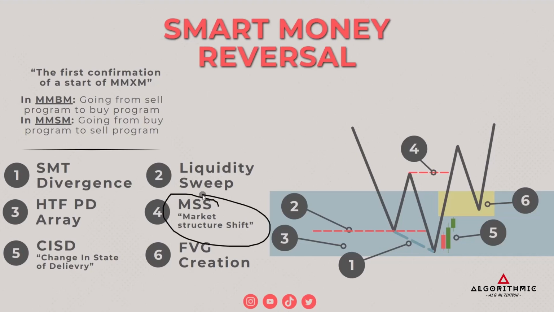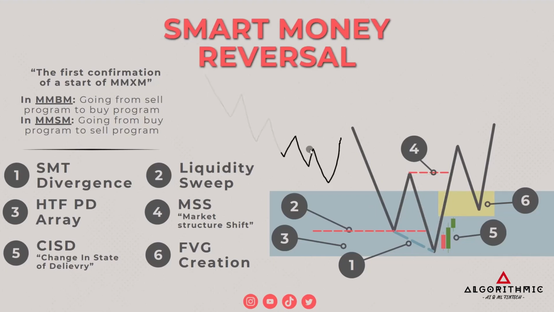Now the fourth thing is the market structure shift. You can see how we're coming lower, and we're going lower, and then somehow going above the last high. You see, it's closing above. Then that's a market structure shift, and especially in the higher time frame, it confirms the start of a market maker model, or at least it confirms this smart money reversal, which is the start of a market makers model.